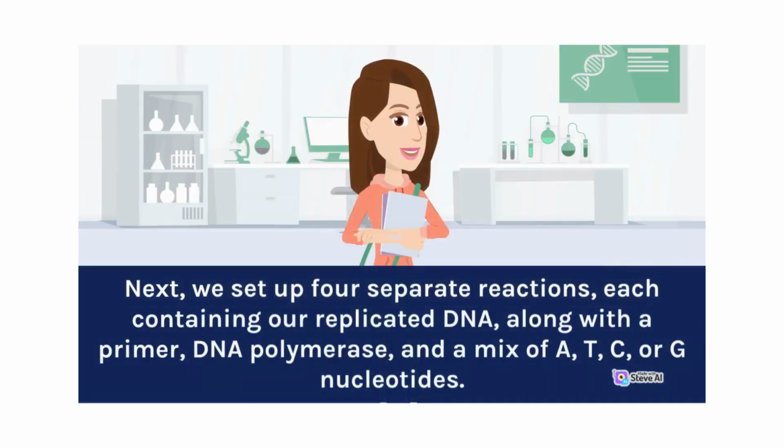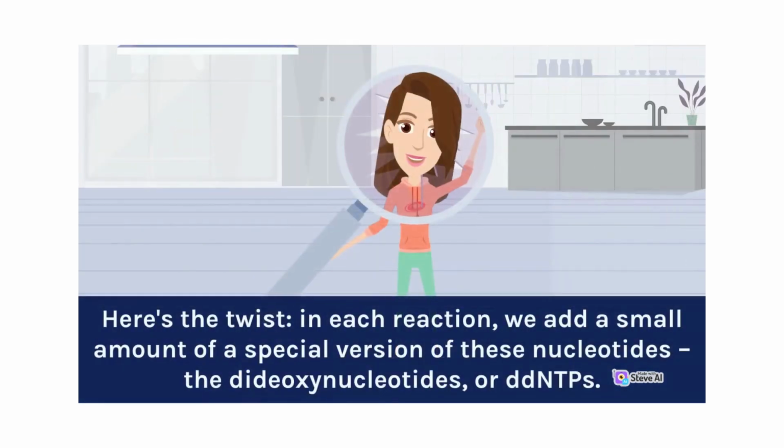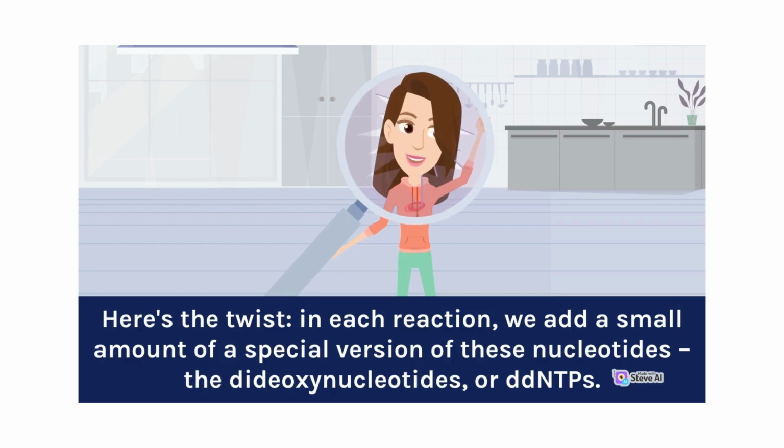Next, we set up 4 separate reactions, each containing our replicated DNA, along with a primer, DNA polymerase, and a mix of A, T, C, or G nucleotides. Here's the twist: in each reaction, we add a small amount of a special version of these nucleotides, the dideoxynucleotides, or ddNTPs.